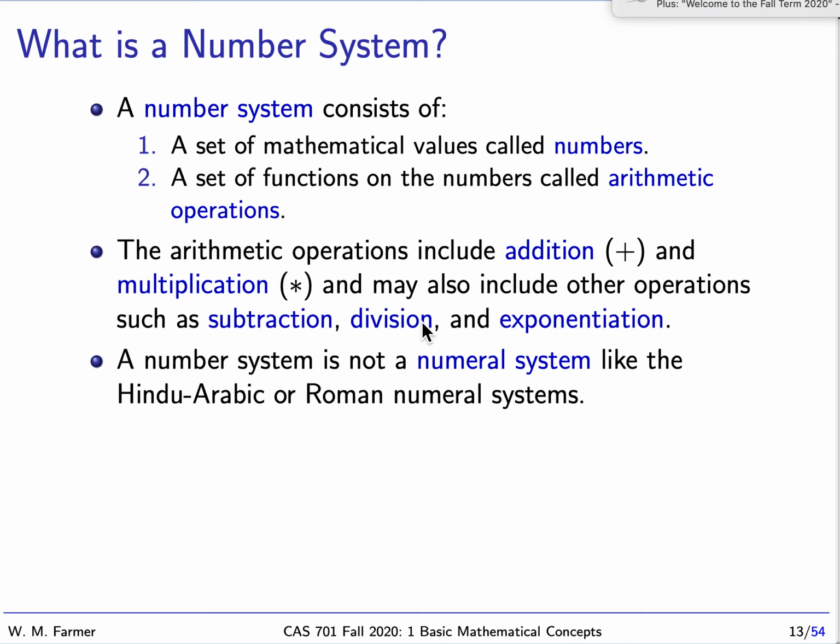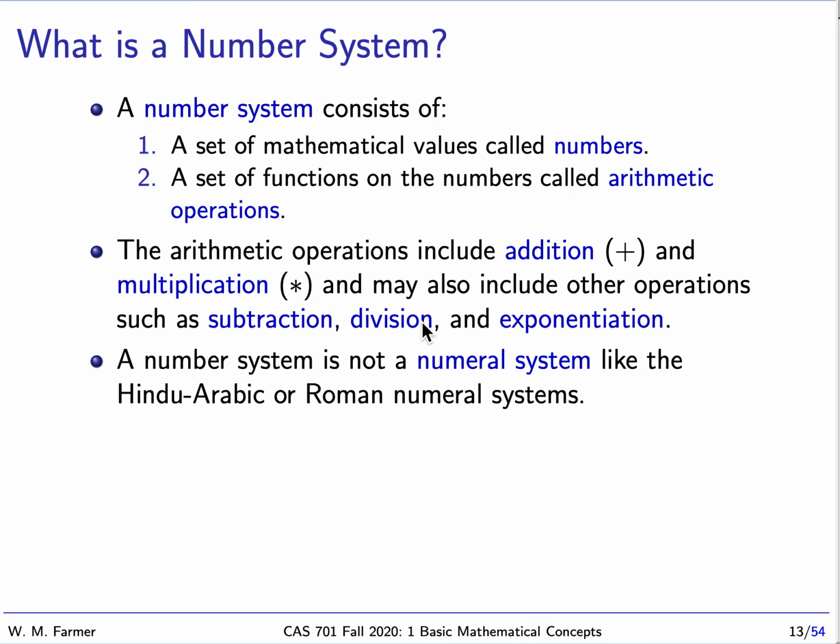Now, numbers are mathematical values that are part of number systems. So what is a number system? A number system is a set of mathematical values called numbers, and there's also a set of functions on these numbers which are called arithmetic operations. And pretty much every number system has the operations of addition and multiplication, but they may have other operations as well, like subtraction, division, and exponentiation.